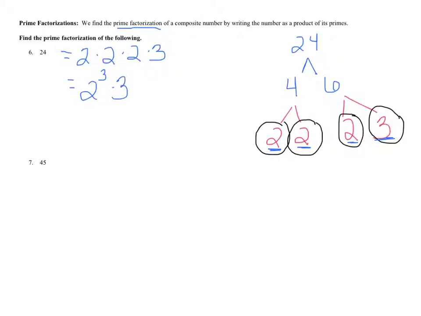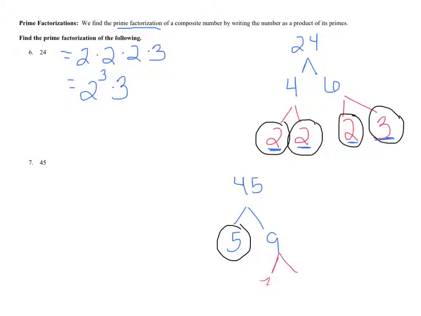Now for 45. So I do the same thing. I'll start a factor tree with 45 at the top. I'll think of any two factors. Let's see, I know that 5 times 9 is 45. 5 is a prime number, so I'm all done on that branch. But 9 is not prime, so I have to continue it.